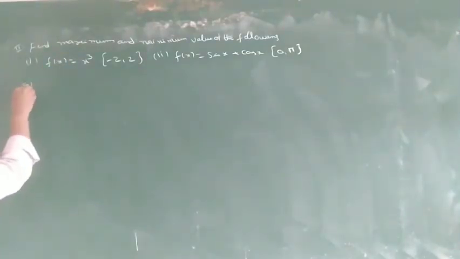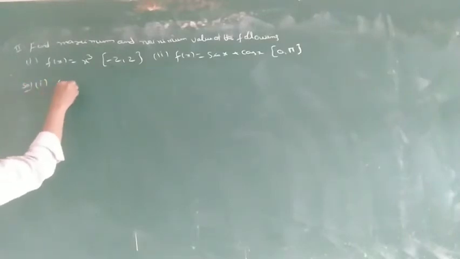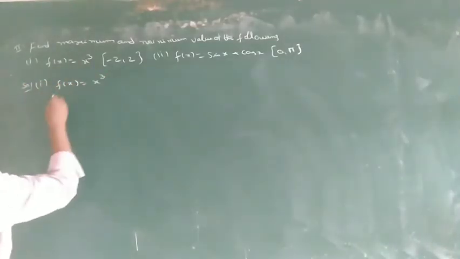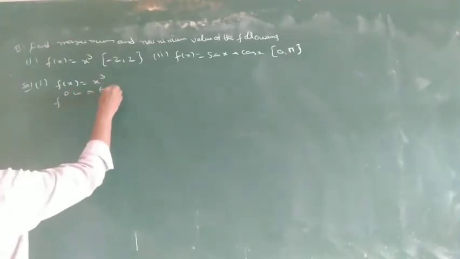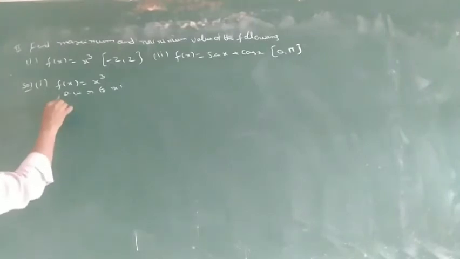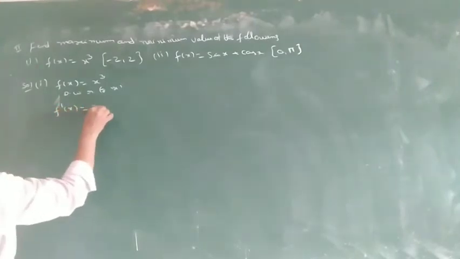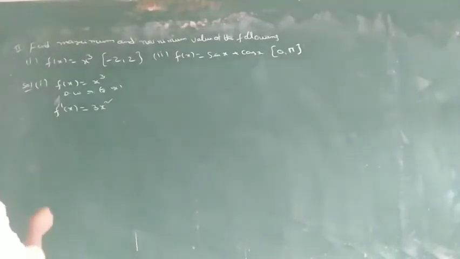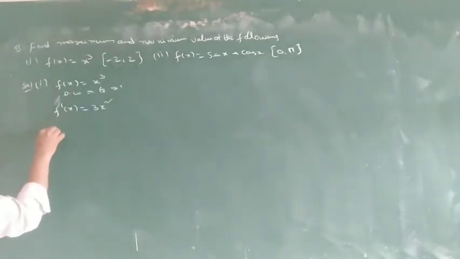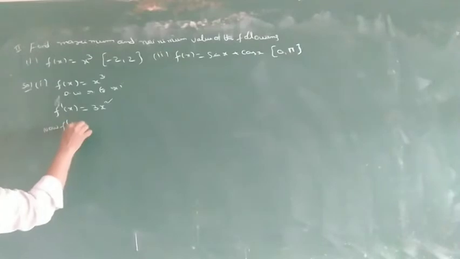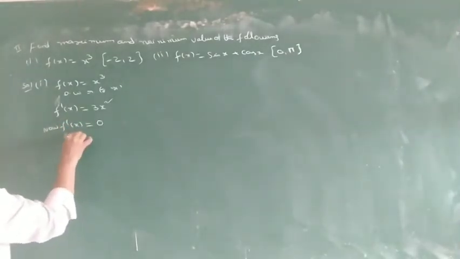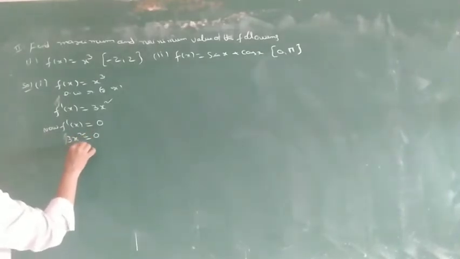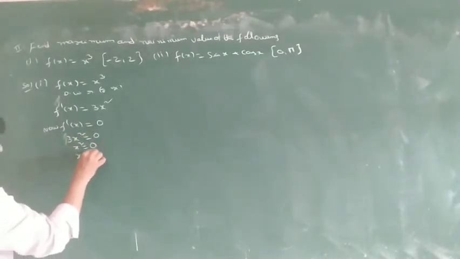This is the solution. First one, f of x is equal to x cube. What is the next step? Differentiate with respect to x. So f dash of x is equal to 3x square. Now f dash of x is equal to 0, so 3x square is equal to 0, x square is equal to 0, x is equal to 0, only a single value.